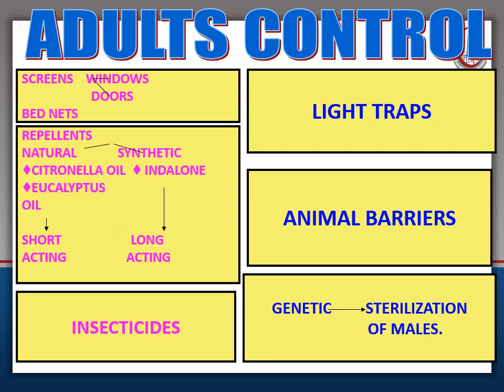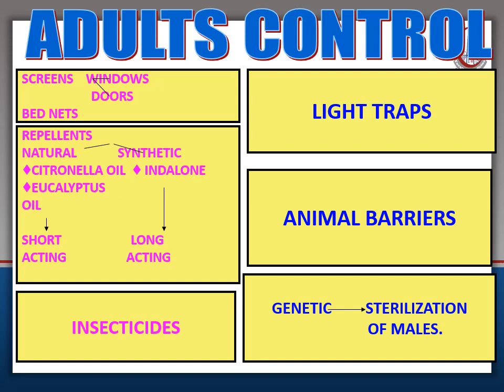And these repellents may be natural products like citronella oil, eucalyptus oil, but these have got the drawback of being short acting. They have to be repeated every short interval of time. On the other hand, there are synthetic repellents like indolone, which have a long acting period of time. Or again, we may use insecticides. These are chemicals which we kill the adults by. Or light traps. Light traps attract the insect, and when they come near it, they get stuck and burnt.